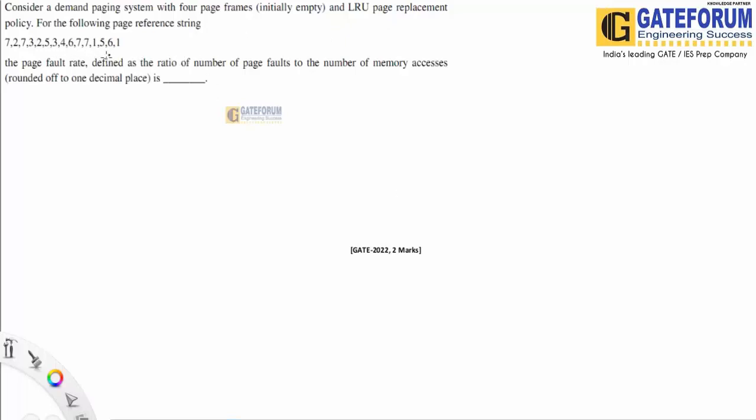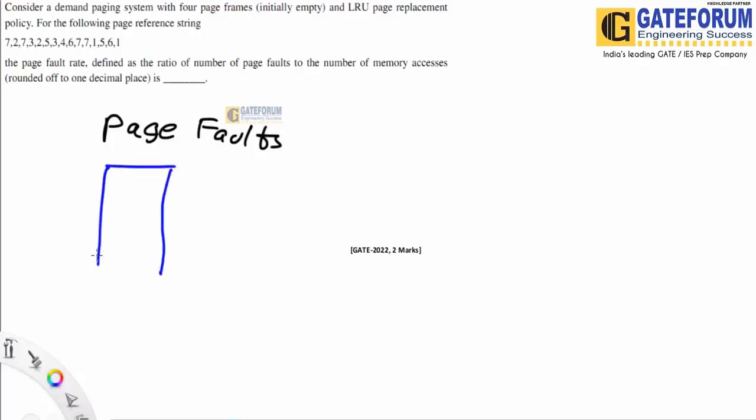And following is the page reference string which is given. The page fault rate is defined as the number of page faults over the number of memory accesses. So we need to find the number of page faults to the number of memory accesses. Okay, so let's first understand how many page faults happen. As they have given, we have in total 4 different page frames which are initially empty.